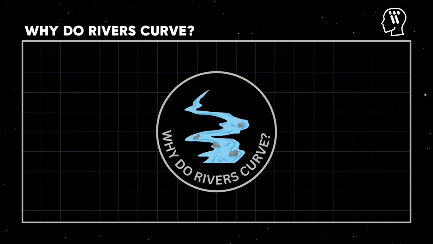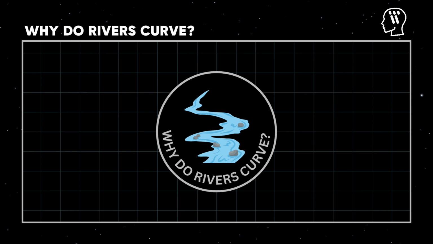Over time, these meanders can become so pronounced that they create what's known as an oxbow lake. This happens when a meander becomes so curved that the river eventually cuts off the bend, creating a separate body of water. These oxbow lakes are a fascinating reminder of how rivers are constantly changing the landscape around them.